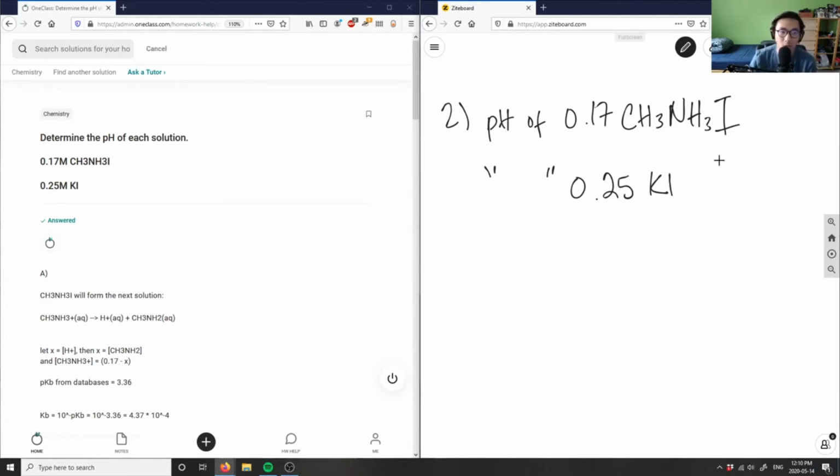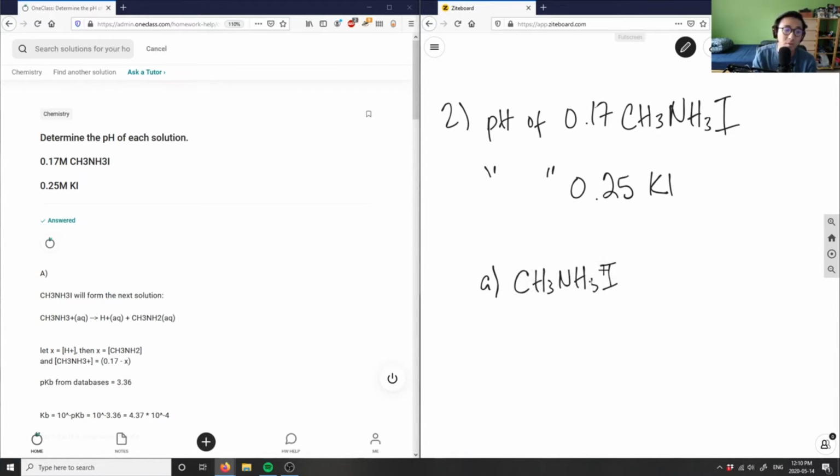This is a 2-part question, so I'm going to do the first part here. This is part A, you can say, and it's asking us for the pH of 0.17 M CH3NH3I. To find the pH of this, I would have to actually break this down first, right?